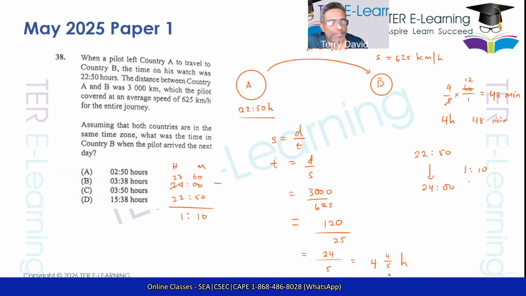Now, I don't know if that's making sense to you guys here. But that's an hour and 10 minutes that already went. So all I need to do now to get the actual time that I reached there, I have to take the 4 hours and 48.